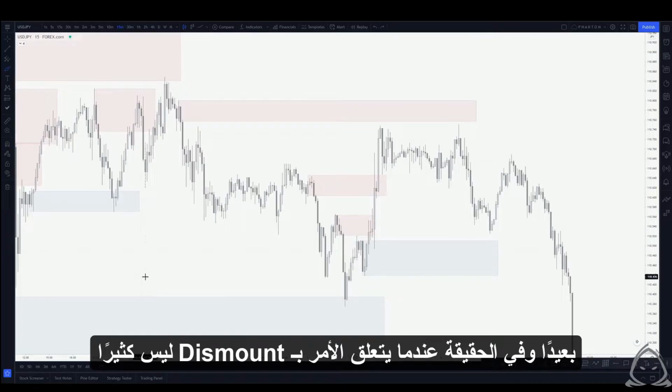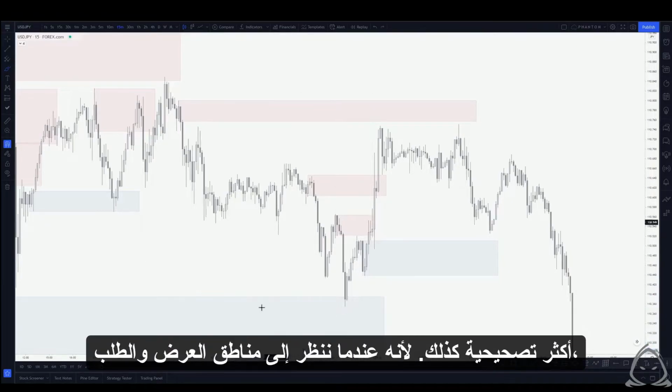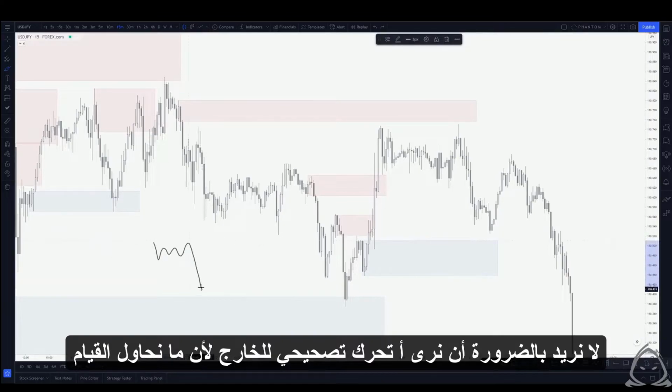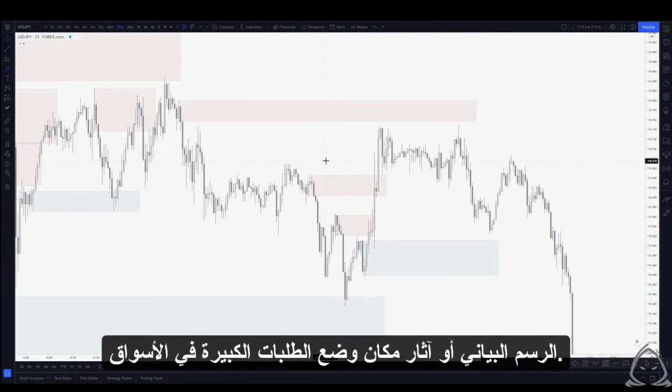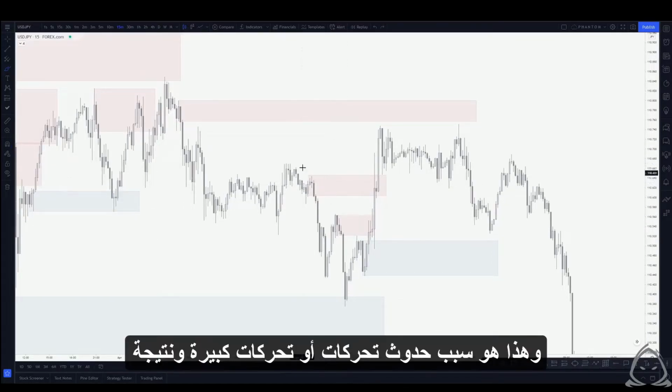And really when it comes to the dismount, we do want to see something more aggressive rather than something that's a little bit more corrective as well, because when we're looking at supply and demand zones, while we do want to see a corrective move in, we don't necessarily want to see a corrective move out, because what we are trying to do, again, with supply and demand is we're trying to identify areas on the chart or the footprints of where large orders are being placed in the markets that's causing a displacement in the market. And that's why moves or large moves are happening.